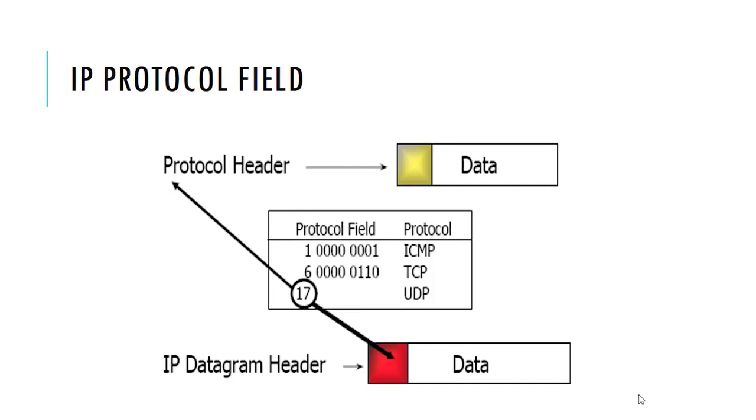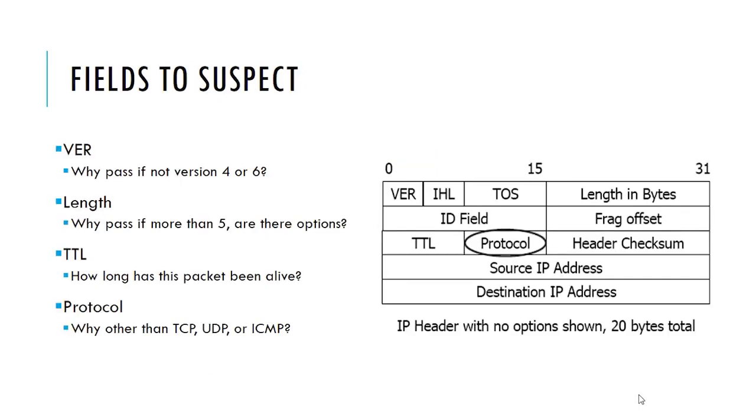If the protocol field is 1, then the protocol forming this packet is the ICMP protocol. If it is 6, then the protocol forming this packet at the upper layer is the TCP protocol. If it is 17, then the protocol forming this packet at the upper layer is the UDP protocol. So you can either have in your network 1, 6 or 17 for ICMP, TCP or UDP consequently. So you have some fields to suspect inside this header.